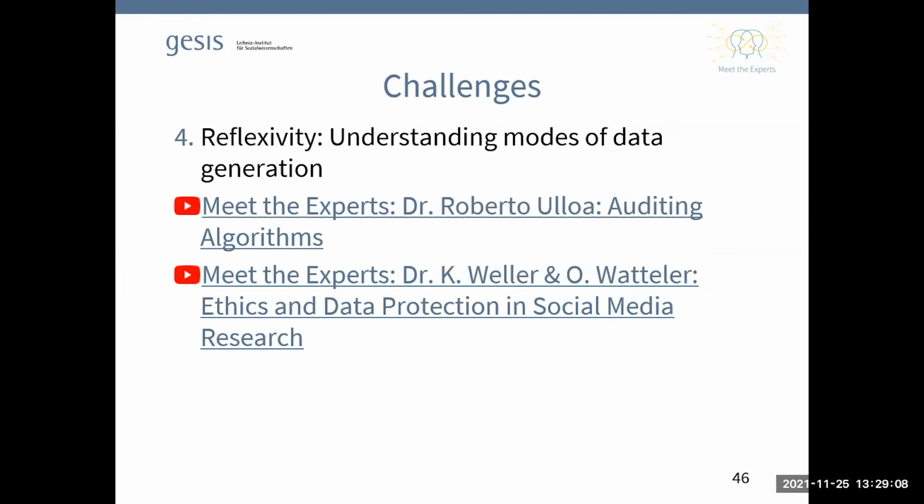It is important to be reflexive on this data that we have. What is its mode of generation? It is important to know that this data is often not produced for a research purpose, but to make money, basically, right? So there is an infrastructure aspect to data creation. We have two talks, if you're interested, by two or three colleagues of mine.